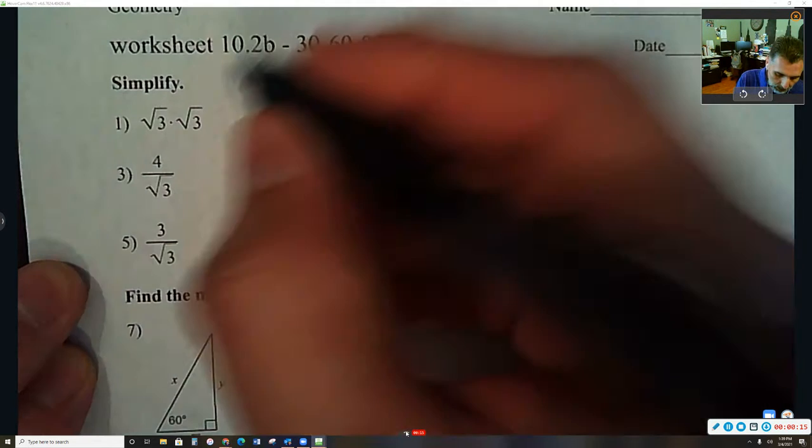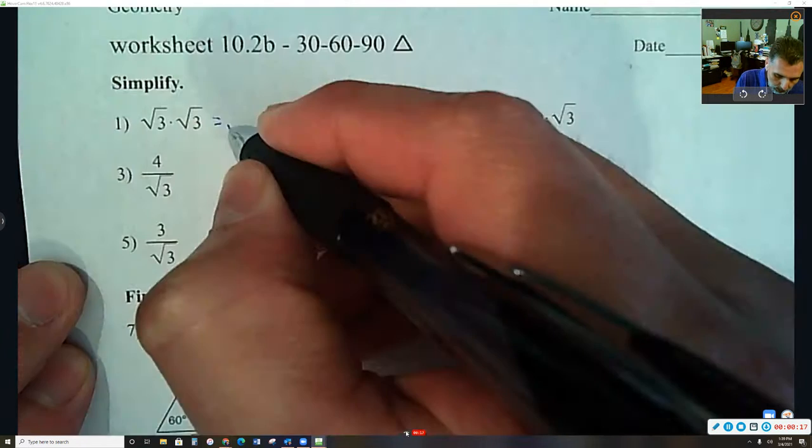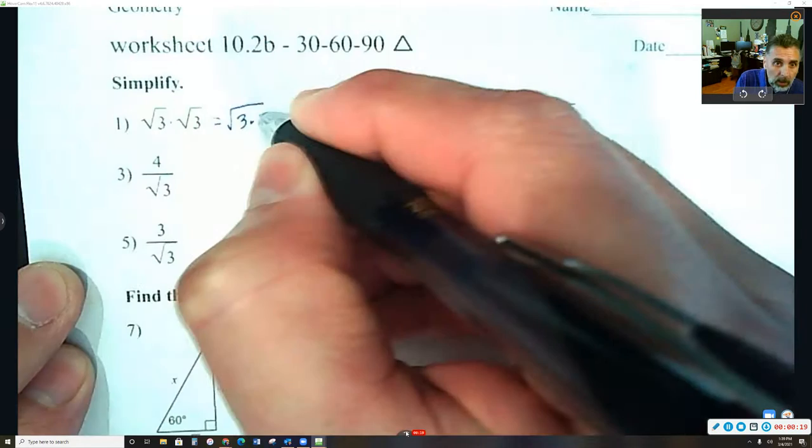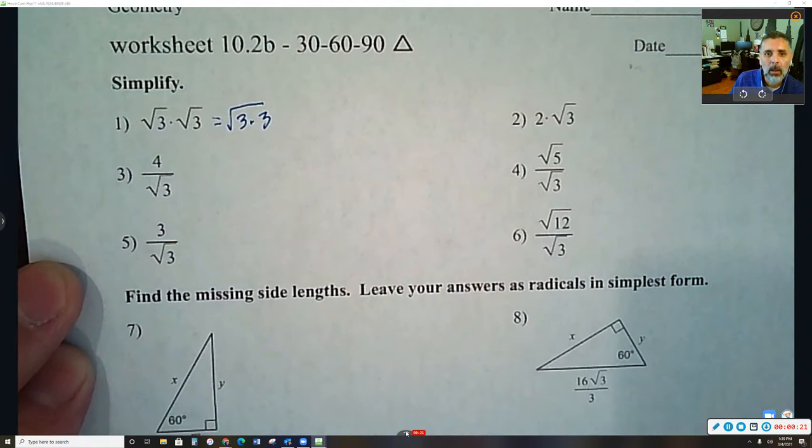Now remember, when you're multiplying two square roots, you can put them both underneath the same square root.